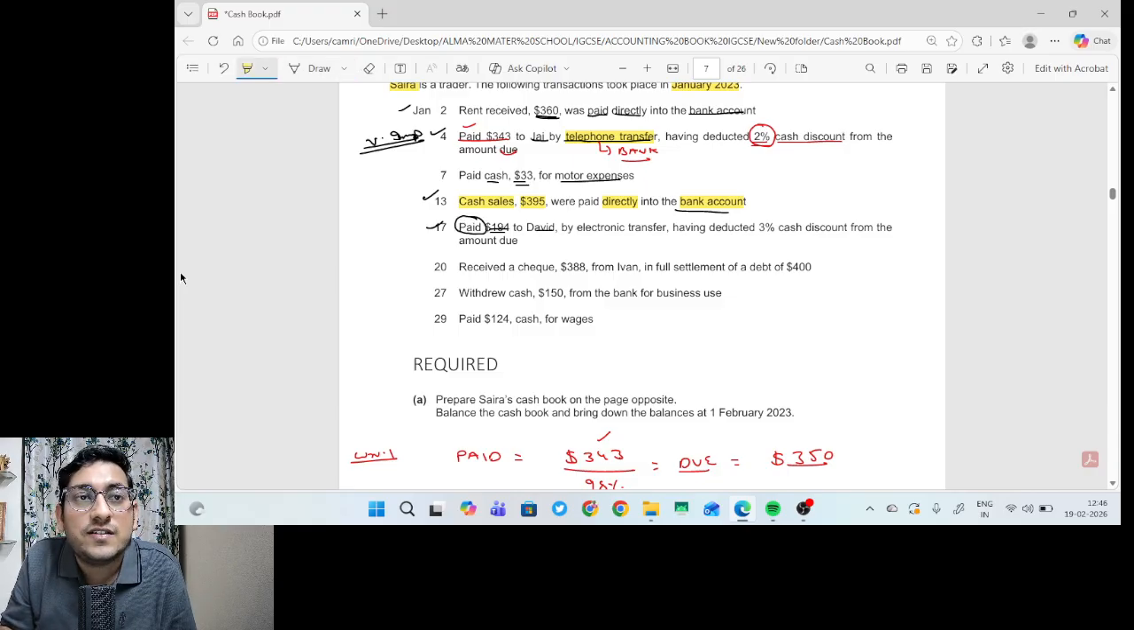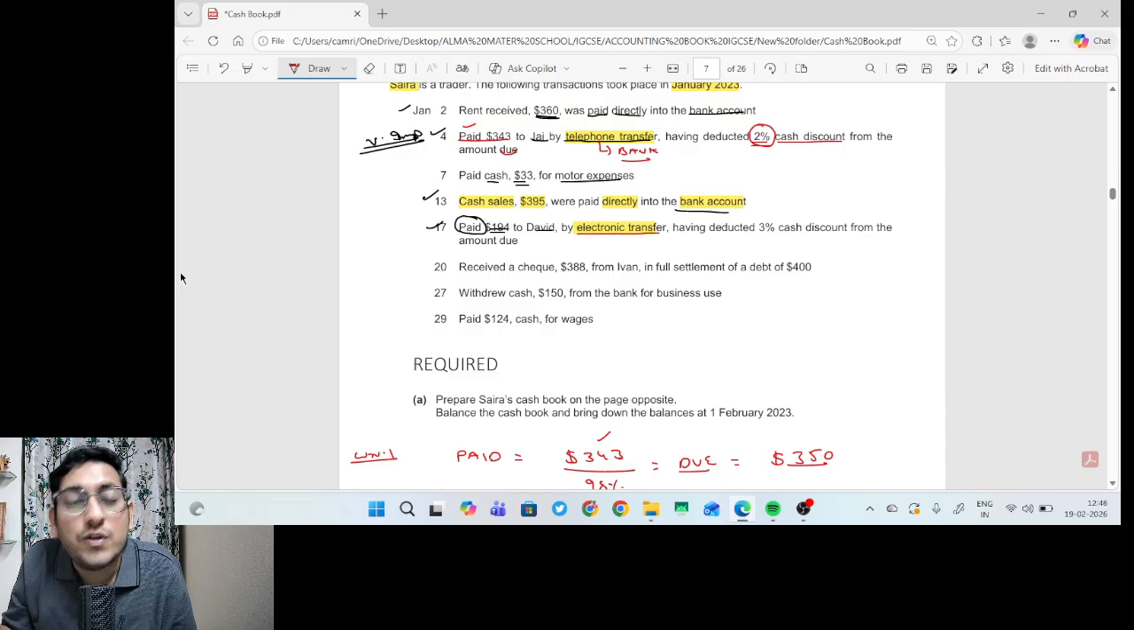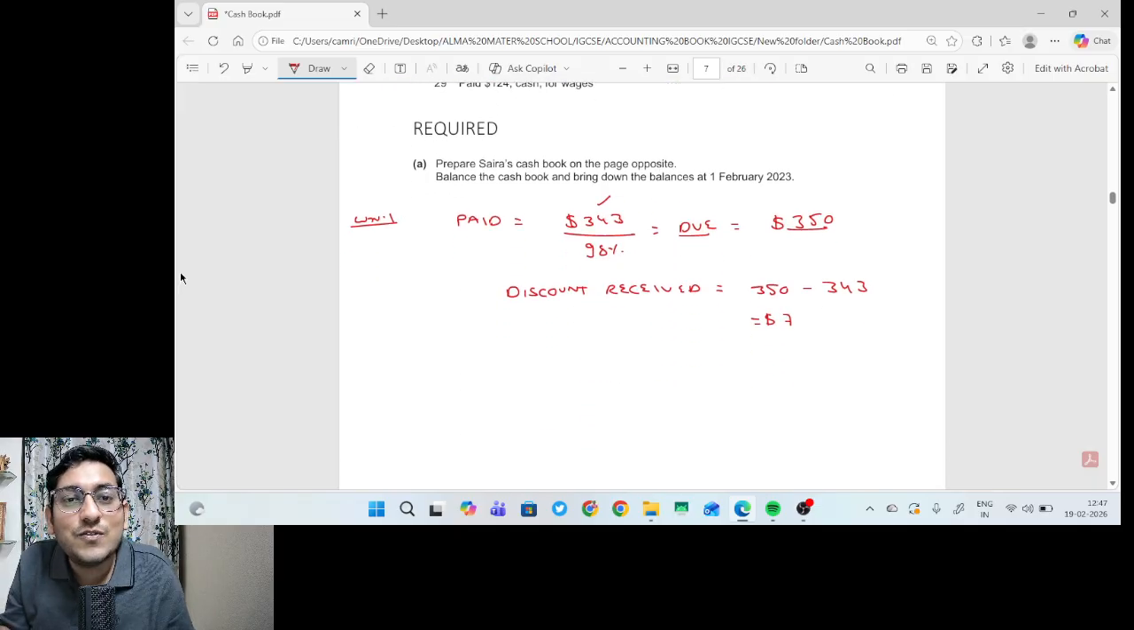By electronic transfer. You see the different names that have been given: telephonic transfer, electronic transfer. These are all banking modes only. So paid $194 to debit by electronic transfer, having deducted 3% cash discount. So can I say again the paid value is given, so we have to calculate the due value. So how to calculate the due value?